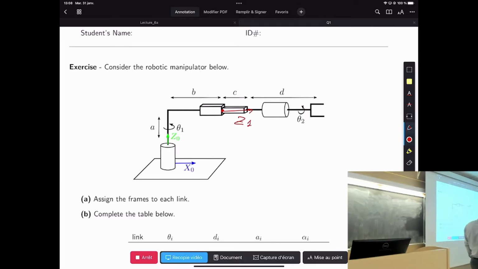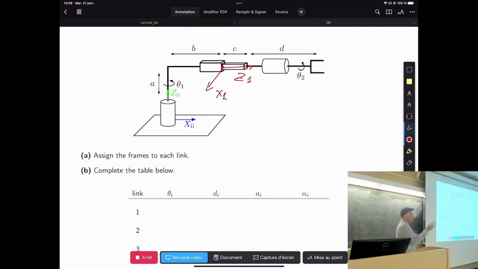Where will x1 go? Well, now it's kind of arbitrary because the only constraint is that it's perpendicular to z1 and z0, so it could go in the page or it could come out of the page. It doesn't matter. All right? So let's put it this way. And then y1, we don't care. What is theta 1? It is the angle between x1 and x0 about z0, which is theta 1.